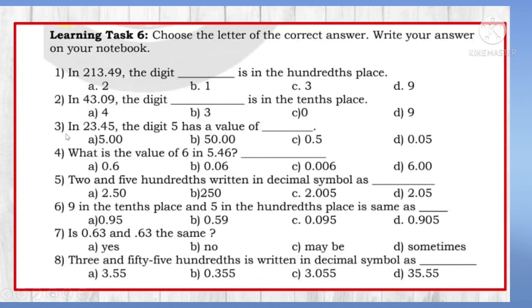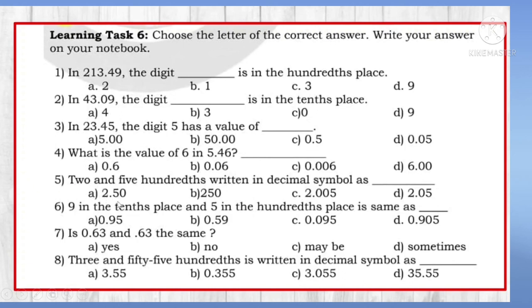Yan. Then number 3. In 23.45, the digit 5 has a value of blank. Ayan. Yung 5, ano ang value niya? Paano siya sinusulat pag in decimal lang? A, B, C, or D? Pag nakalimutan, balikan yung example na nasa unahan. Number 4. What is the value of 6 in 5.46? Okay? So, nandito yung 6. Ano yung value niya? A, B, C, or D?